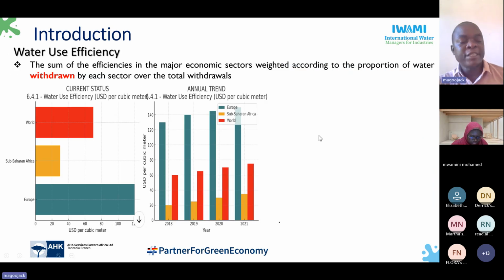So the water use efficiency is just the sum of the efficiencies in the major economic sectors, weighted according to the proportion of water withdrawn by each sector over the total withdrawal.